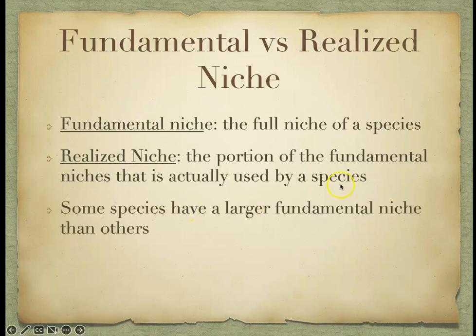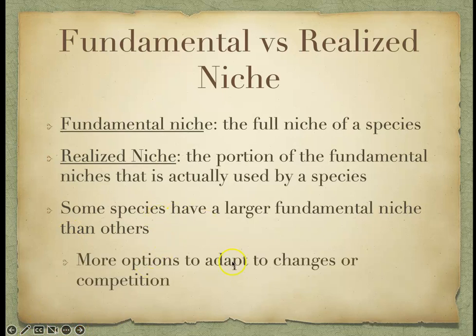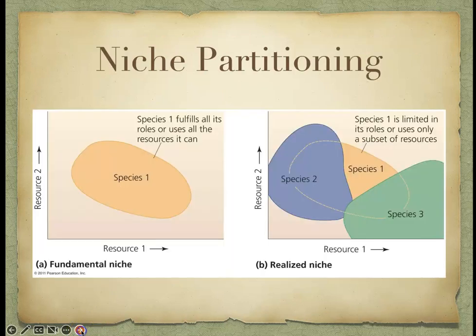All right, some species have larger fundamental niches than others, and they would be generalists, and specialists are going to have much smaller niches because they have this really specific requirement. Okay, when you're a generalist, you have more options to adapt to changes or competition. It's the specialists who really suffer when these drastic changes come along. So the specialists in the world are suffering a great deal with this rapid, accelerated global climate change that the world is experiencing. But let's look at this, okay?